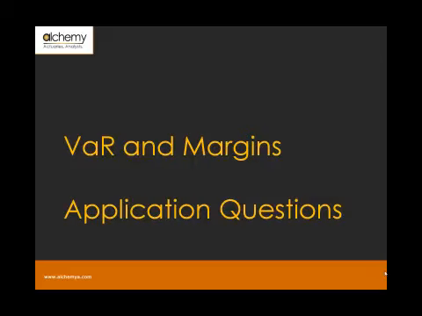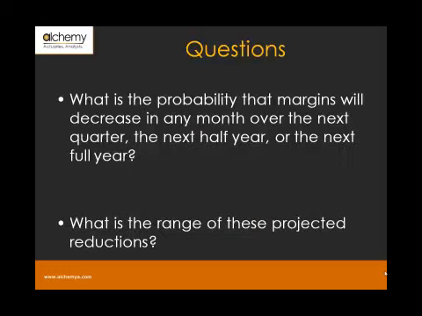Now, the questions that we've asked look at value at risk primarily from a market risk point of view, right? So a shift in market prices for a currency, for a commodity, for an equity market security, or a fixed income bond. VAR as a concept has a number of interesting applications that go beyond market risk. If I were to walk through these applications one by one, one of the questions I can ask using value at risk as a tool is: what is the probability that margins will decrease in any month over the next quarter, the next half year, or the next full year? Right? So how would you possibly ask this question or even answer this question?